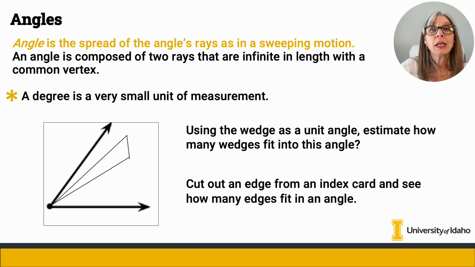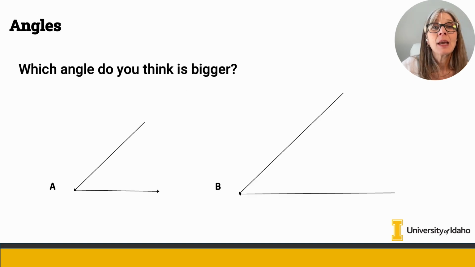We measure one of the angle's rays' movement in degrees. And when one ray sweeps a full rotation, it moves 360 degrees, a full circle. Think for a moment which angle is bigger. This is a common misconception for students, that a wide angle with short rays is less than a narrow angle with long rays. Using tracing paper to overlay angles helps students see the spread is actually the same size.